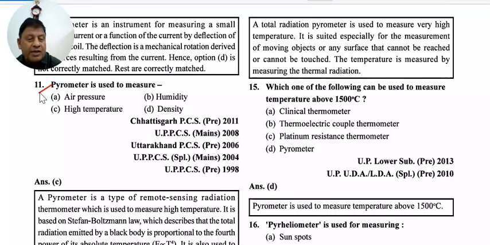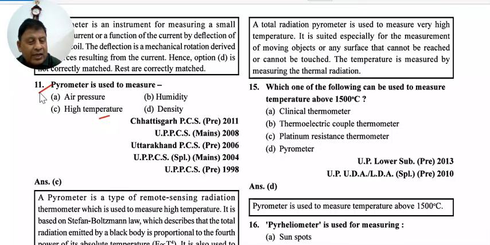Pyrometer is used to measure. याद रखिएगा पैरोमीटर से हम हाई टेम्परेचर मेजर करते हैं, राइट. और ह्यूमिडिटी के लिए हाइग्रोमीटर चाहिए, डेंसिटी के लिए हाइड्रोमीटर चाहिए और एयर प्रेशर के लिए बैरोमीटर चाहिए. याद रखिएगा. For the question, pyrometer is used to measure high temperature. So the right response is C, remember.